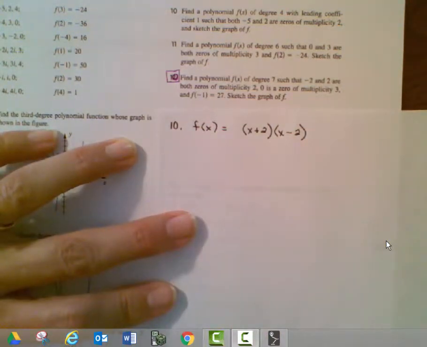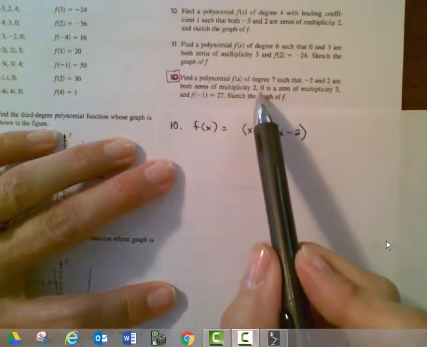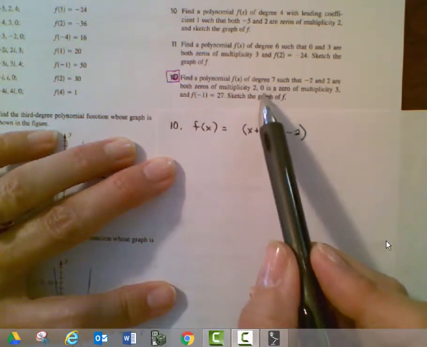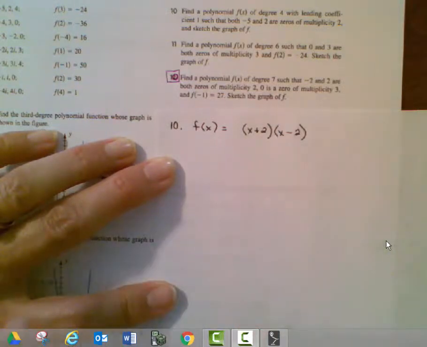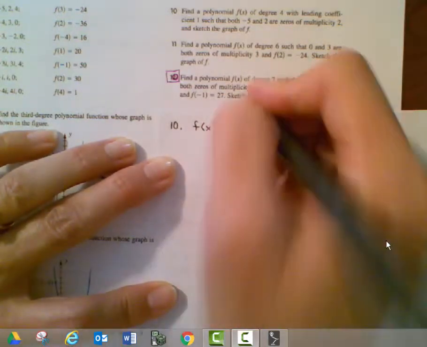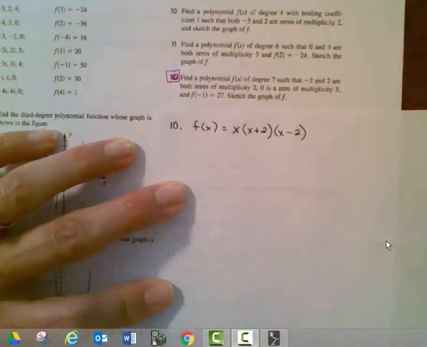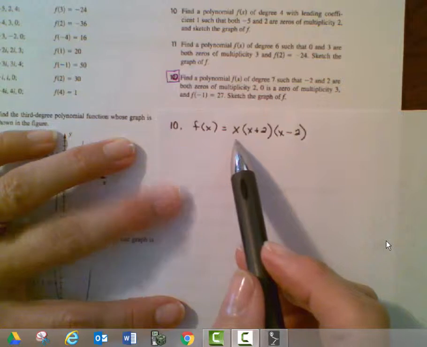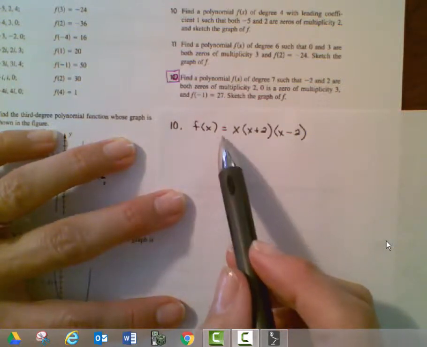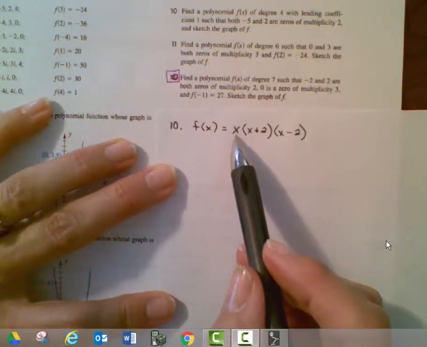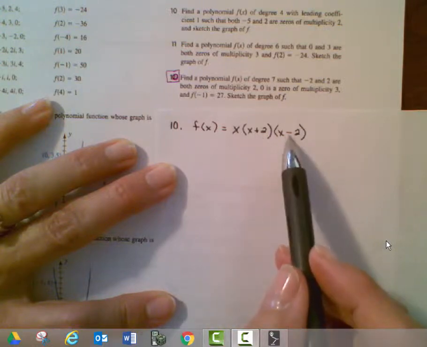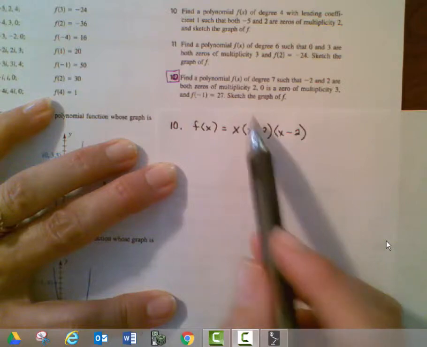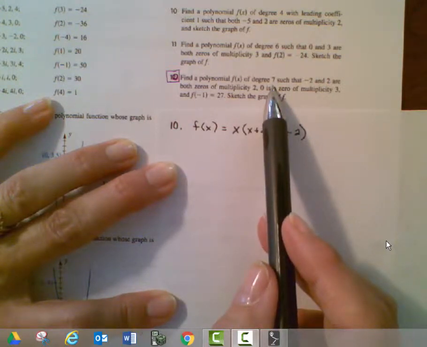And what about 0 as a zero? What factor gives us 0 as a zero of the function? Well, that's when we have a factor of plain x, or we could write it x minus 0. There's just no need to do that. Now, right now, I have a function with zeros 0, -2, and 2. But if I multiplied that all out, I would have a third-degree polynomial, not a seventh-degree polynomial.